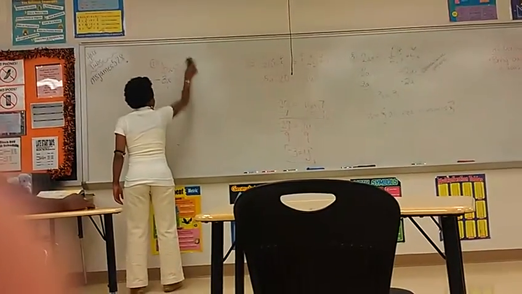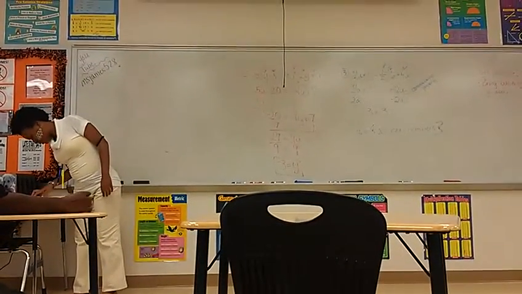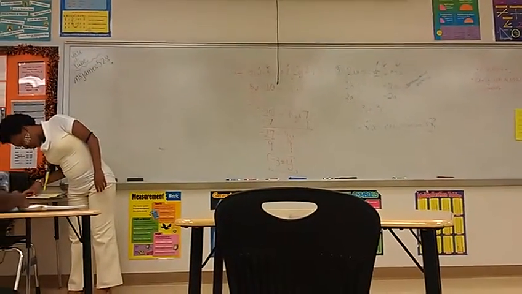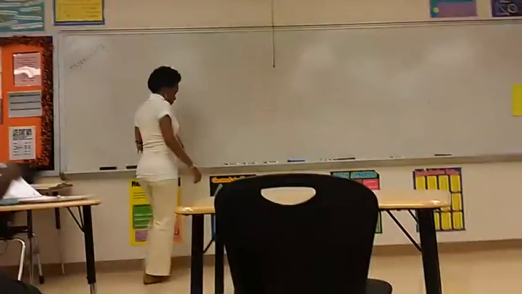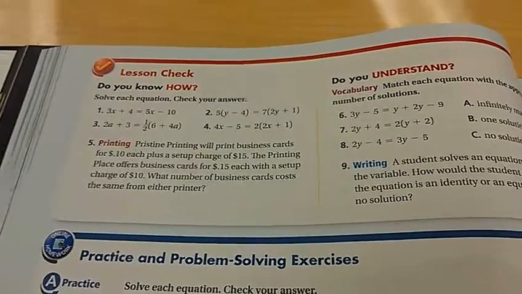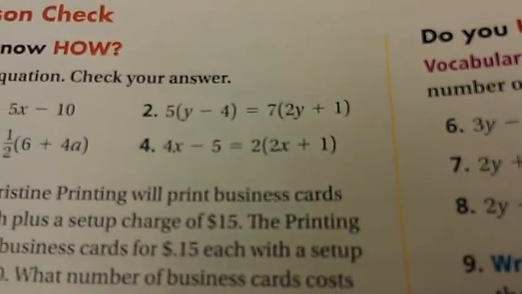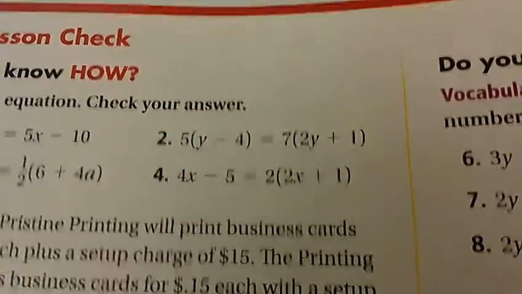Got 2 more. Well, maybe 1 more. I think you got it. I think probably 1 more. 4x minus 5 equals 2 times 2x plus 1.